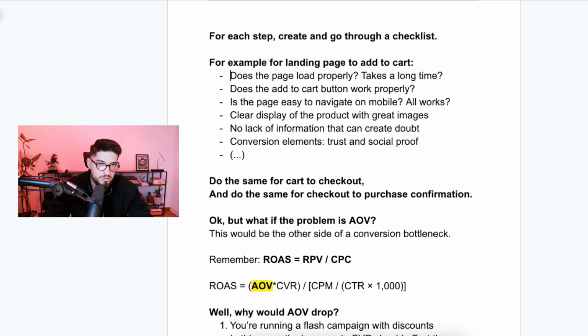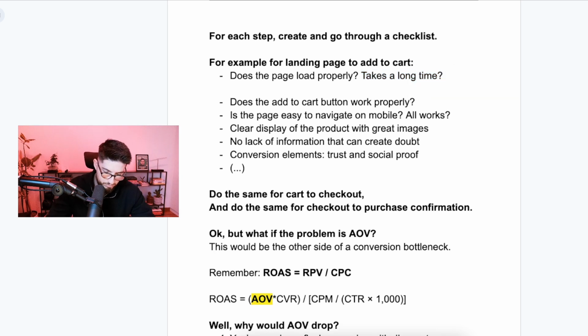So for this, just compare CPC to cost per landing page view. Does the add to cart button work properly? Is the page easy to navigate on mobile? And I'm not saying is it beautiful on mobile. I'm saying, can I load things fast, check information fast, click on the button, and every single button works and it's easy to see and easy to click and everything? Yes or no on mobile.